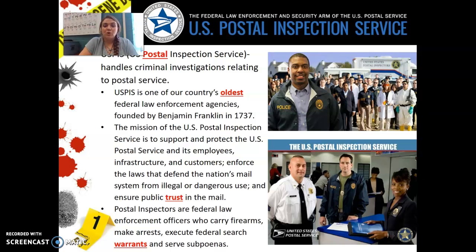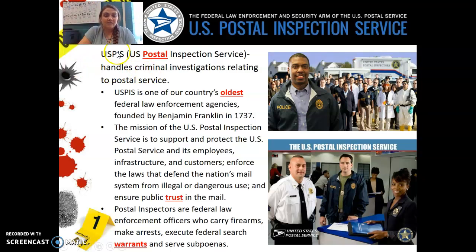So you could also work for the U.S. Postal Inspection Service. That is the USPIS. So it is through the mail. Several people send illegal things, even things to hurt people through the mail, and they would be the ones in charge of making sure that that doesn't happen.